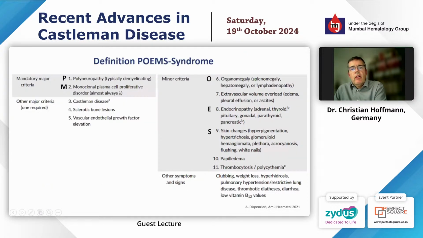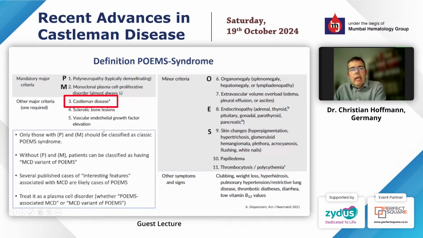POEMS, as all of you will know, is also an acronym. The P, the polyneuropathy, the O, the organomegaly, the E, the endocrinopathy, the M, the monoclonal plasma cell proliferative disorder, and skin changes, the S. And as you may know, it's not mandatory. It's not among the two mandatory major criteria, the P and the M, but it's another major criterion. It's Castleman disease. And this is really important.